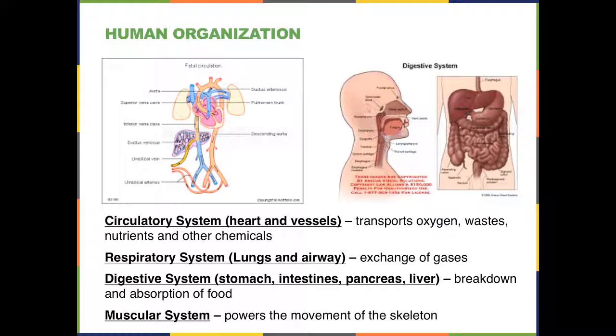Not pictured is the muscular system. In association with the skeletal system, one of the functions of the muscular system is to power movement. Now, another function of the muscular system is not in association with the skeleton. It involves the muscles that are within the walls of various organs, such as the stomach and intestines.